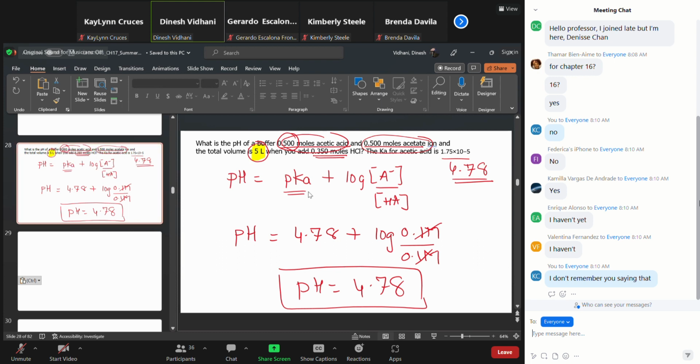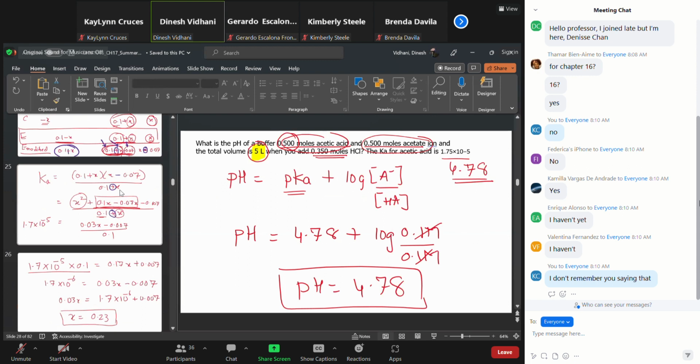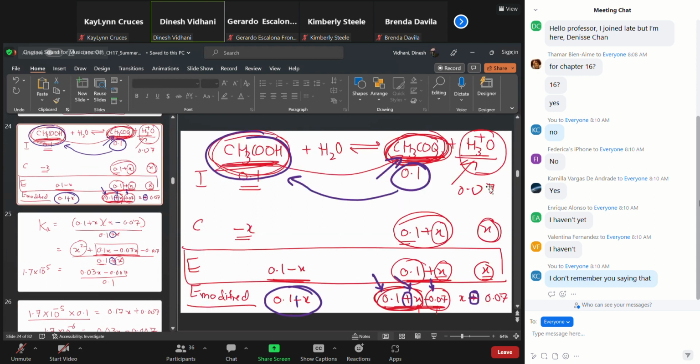But now we have added 0.350 moles of HCl. So first you need to convert this into molarity, which you guys already did. So I'll just show you what you did here. You converted this into molarity, and this was supposed to be the value, 0.07.